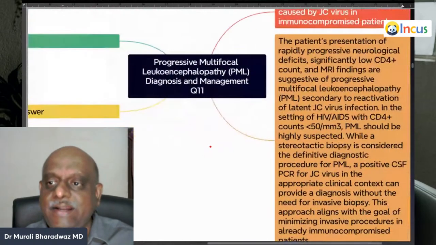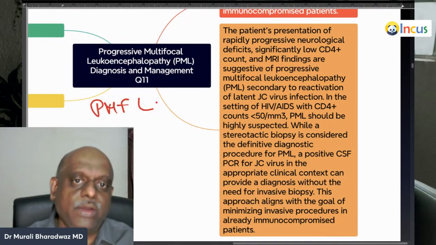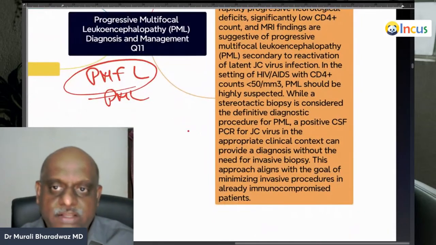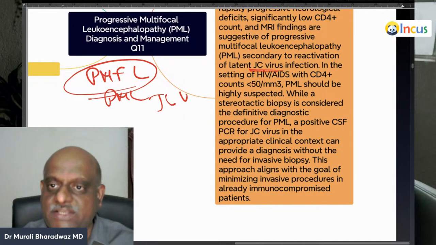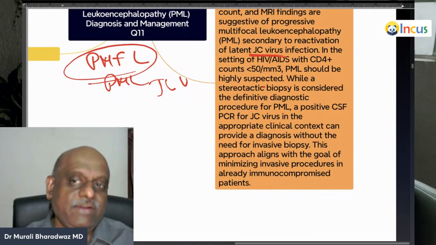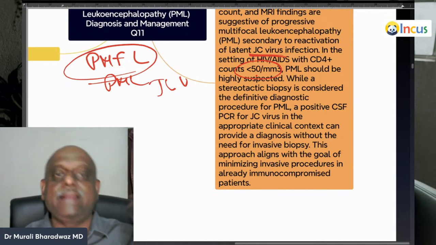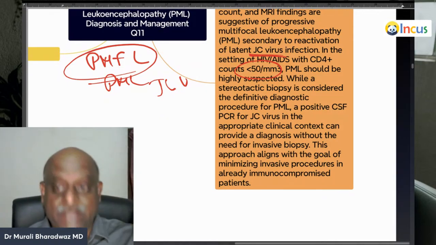So this is an entity called progressive multifocal leukoencephalopathy, PML. What is it because of, Doctor? JC virus infection, JC virus. Whenever the HIV or AIDS CD4 count decreases to less than 50, the JC virus infection leads to progressive multifocal leukoencephalopathy.